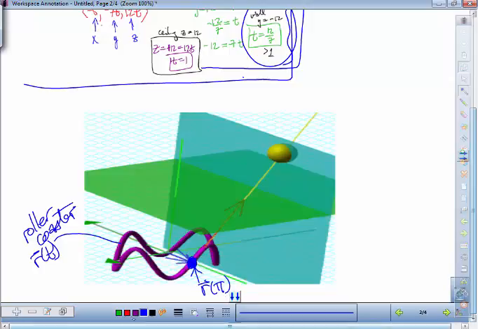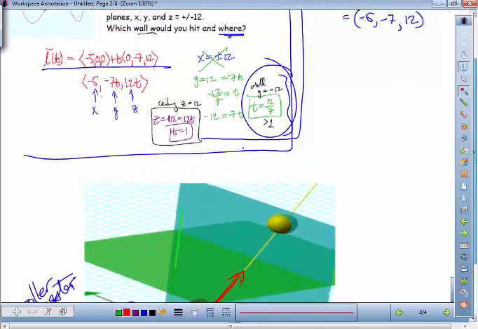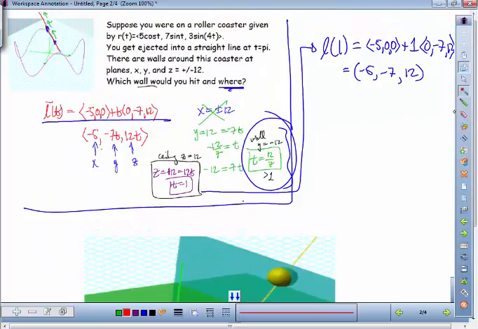And this vector over here is the derivative of the position, the roller coaster position value at pi, the derivative at pi, so r prime of pi. Yeah? Did you give us pi? Yes. You got ejected at t is equal to pi.